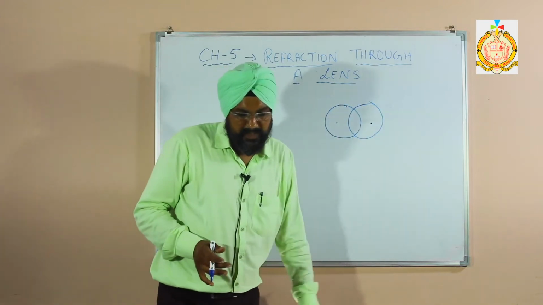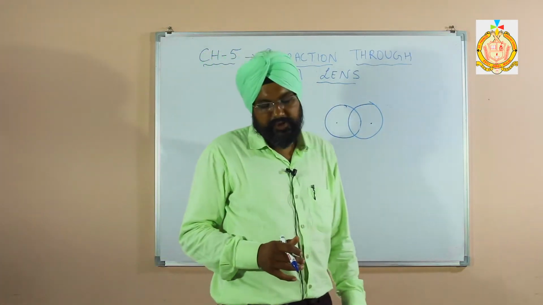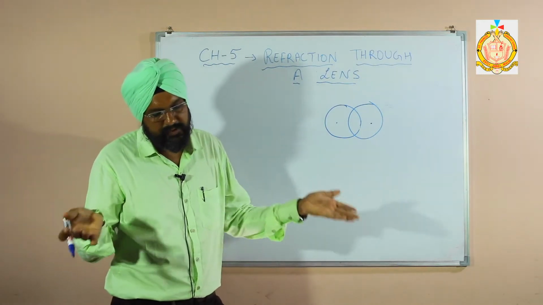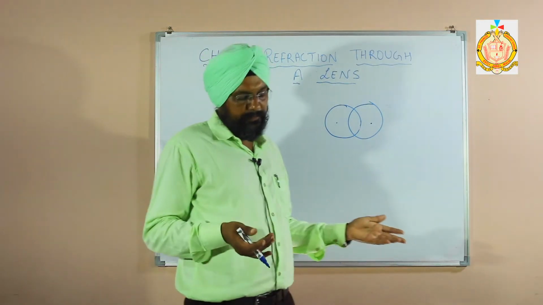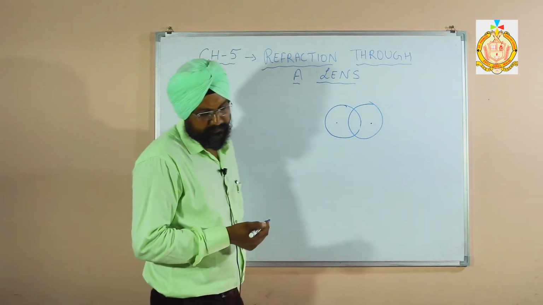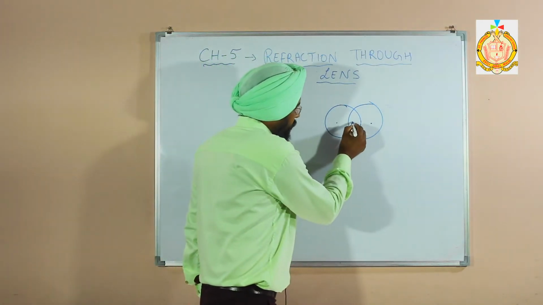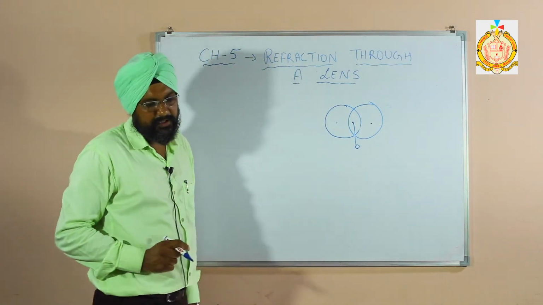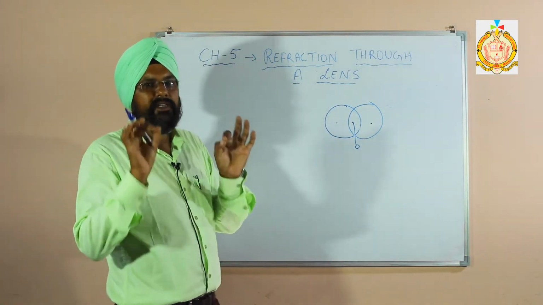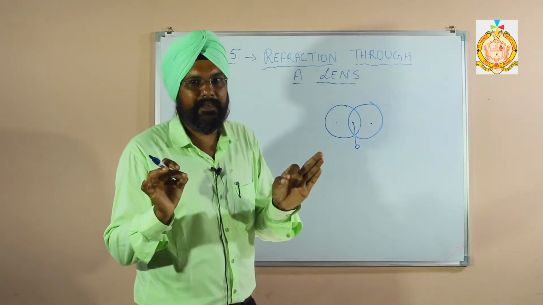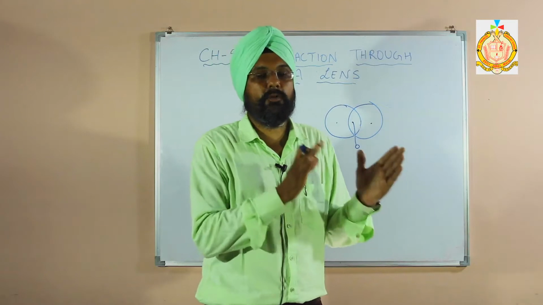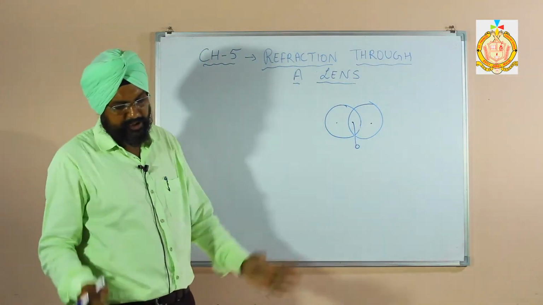is called the center of curvature. Second one is radius of curvature. Radius of curvature means the radius of the sphere whose part the lens is. That means it is the radius of the curvature. Then this point is called the optical center. This is O and it is called the optical center. When any ray passes through the optical center, it goes undeviated.